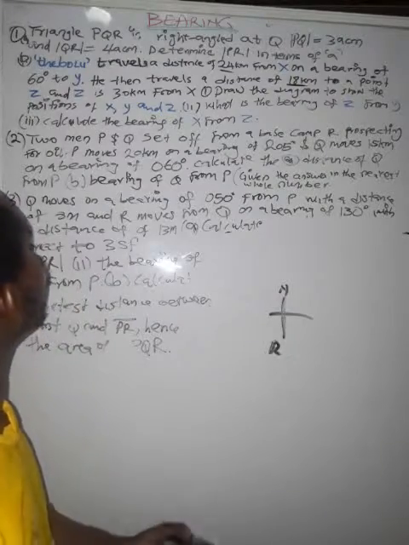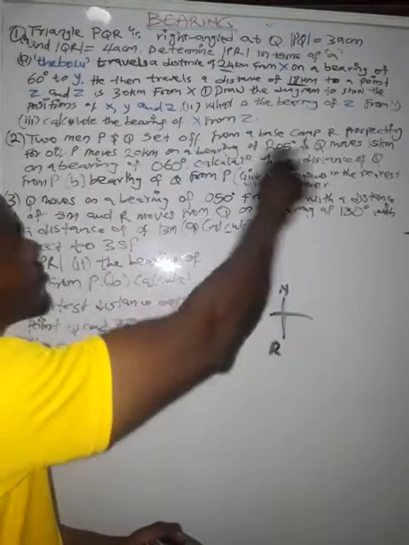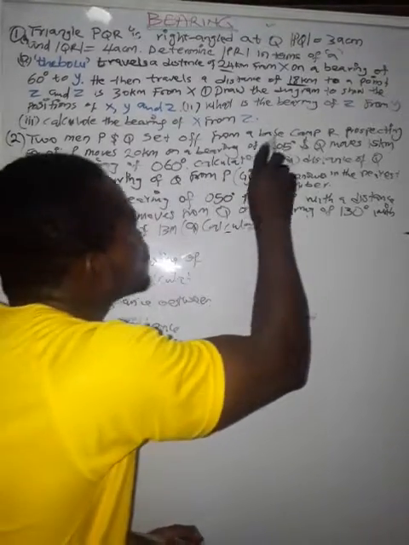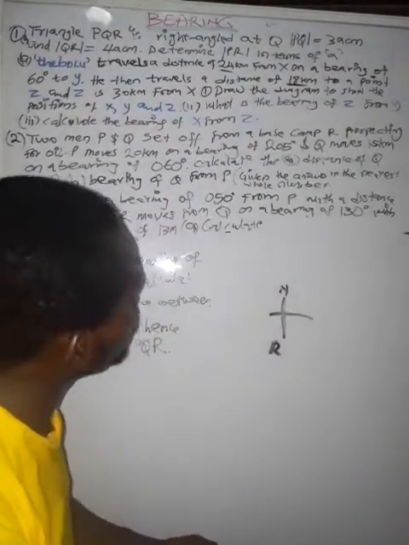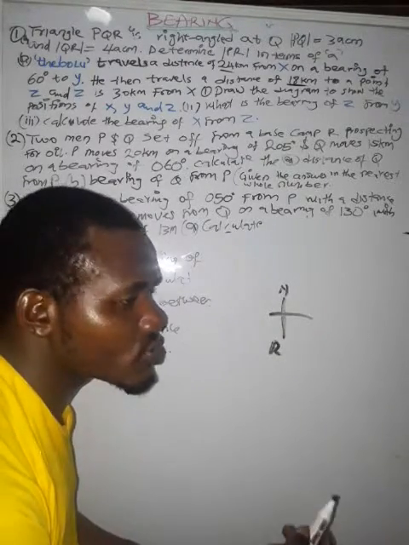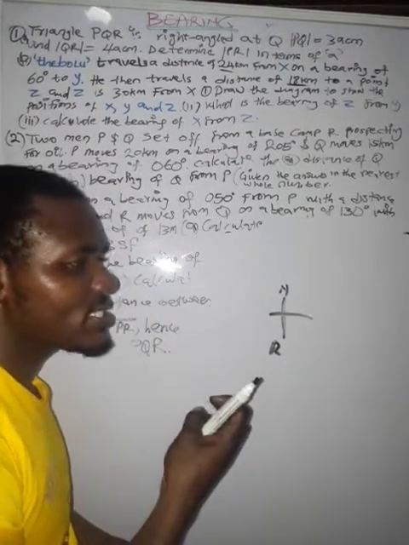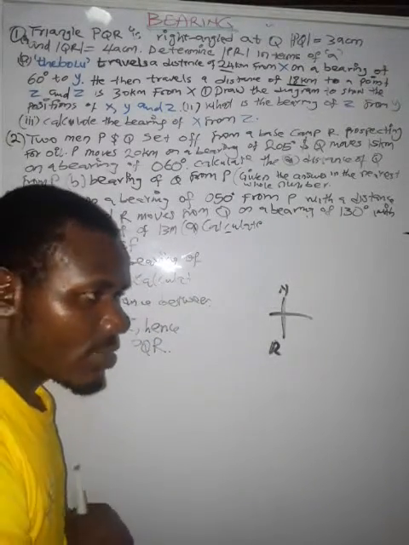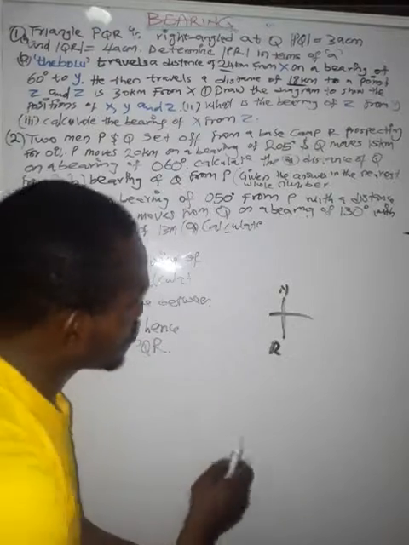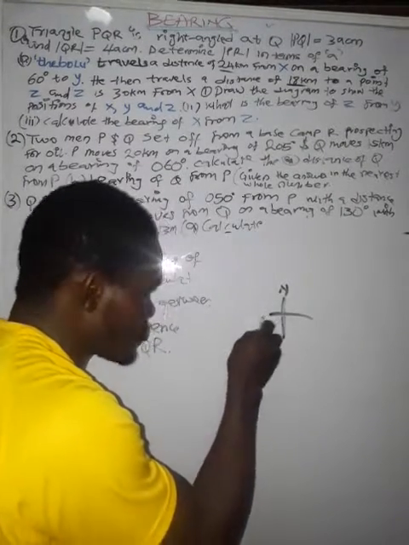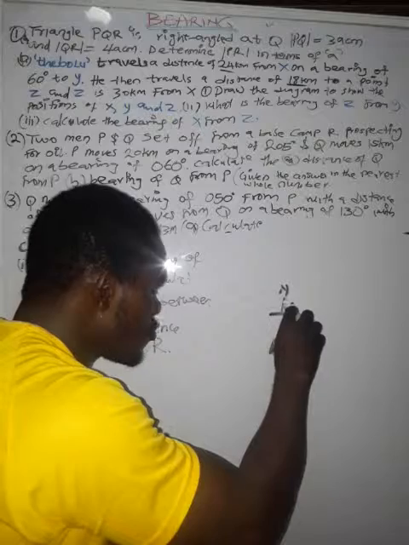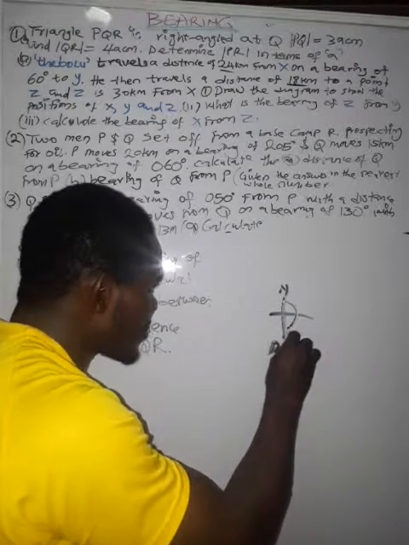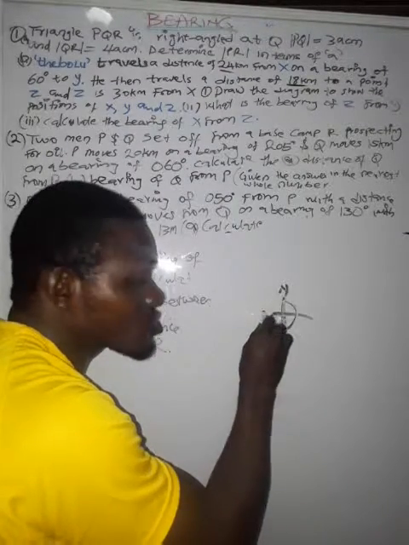Now let's see what happened, prospecting for oil. P moves 20 kilometers on a bearing of 205. Where is 205? It is greater than 90, greater than 180, but it's not up to 270, so it's between 180 and 270. You start from 0; 205 is greater than 90, you move on; greater than 180, you move on; but it's not up to 270, you stop.